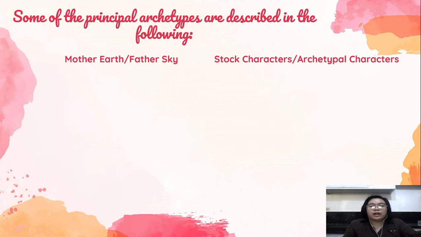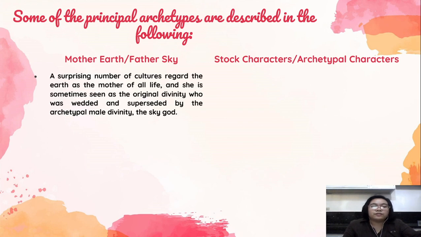Next archetype is the Mother Earth or the Father Sky. A surprising number of cultures regard the Earth as the mother of all life, and she is sometimes seen as the original divinity who was wedded and superseded by the archetypal male divinity, which is the sky god. So the Earth as the mother of all life is one of the mythological archetypes, expected to be wedded with the male divinity, the sky god.